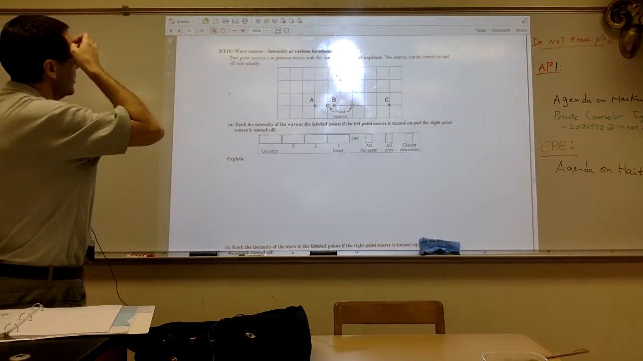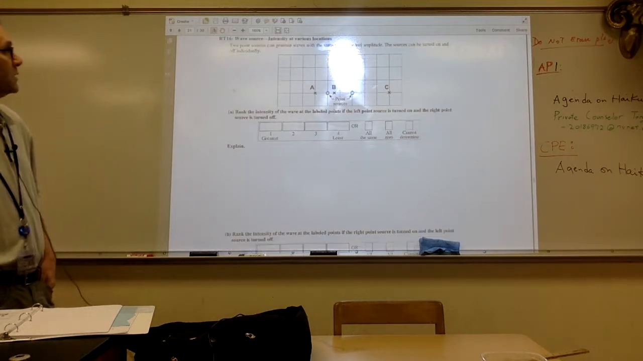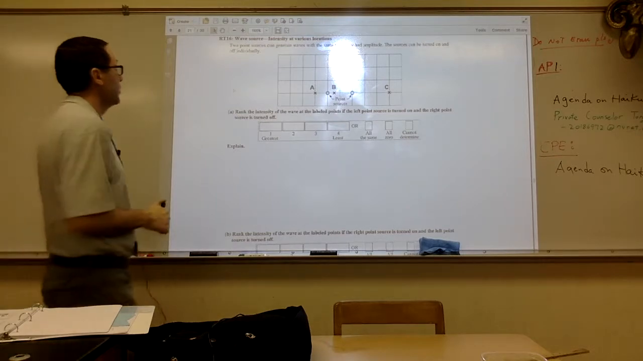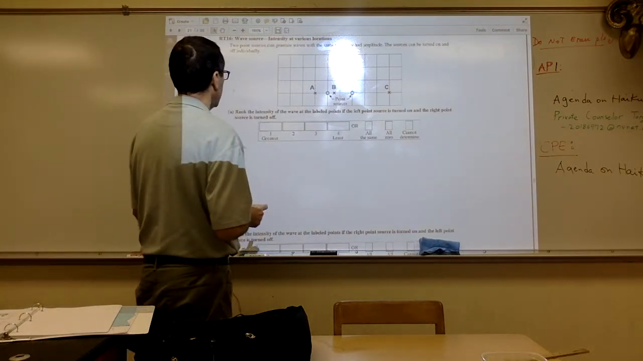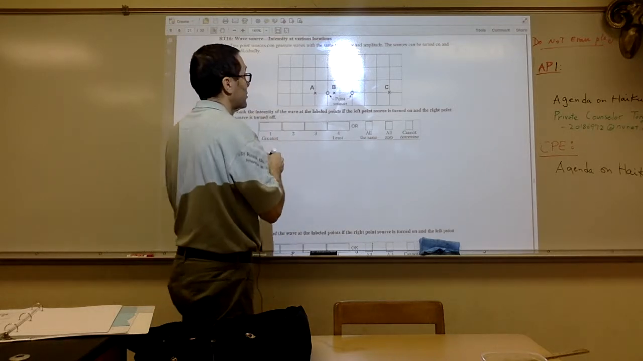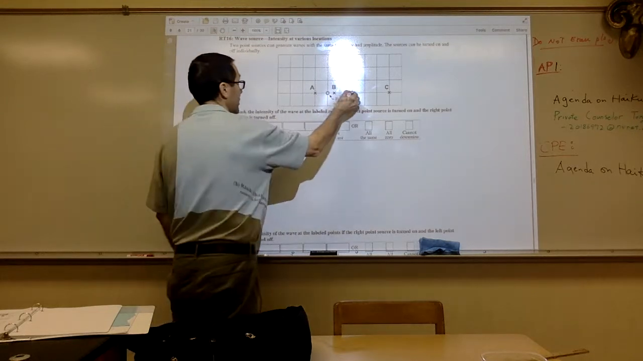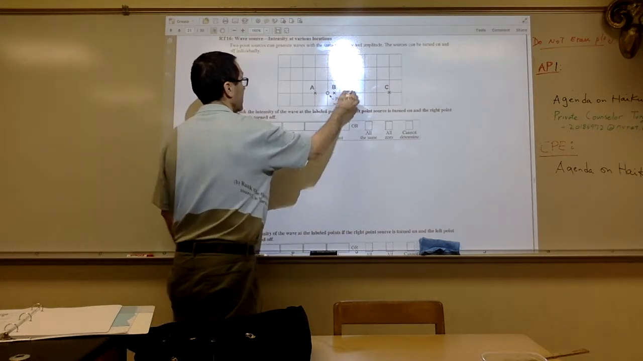Two point sources can generate waves with the same frequency and amplitude. The sources can be turned on and off individually. Rank the intensity of the wave at the labeled points if the left point source is turned on and the right point source is turned off. So this one is off. I'm going to get rid of that.